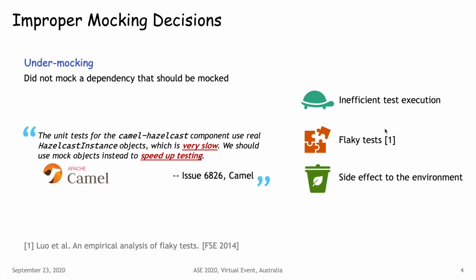On the one hand, if developers didn't mock some dependencies that should be mocked, which is called under-mocking. For example, in Project Camel, they didn't mock a class that interacts with the cluster. This made the test very slow. Apart from this, under-mocking will make the test flaky or cause some side effect to the runtime environment.